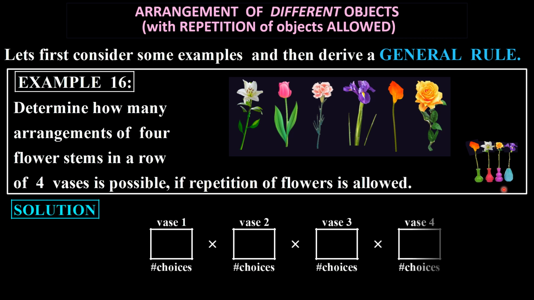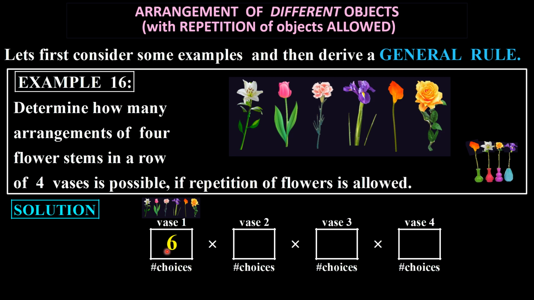First of all, we have 4 flowers. So first we choose the first one, and then the next one, and the third one, and the fourth one. So how many flowers do we have available? That's correct, we have 6. So I can choose any of the 6, right?